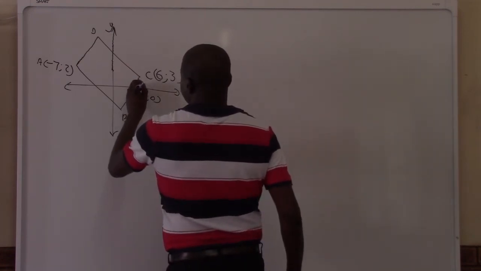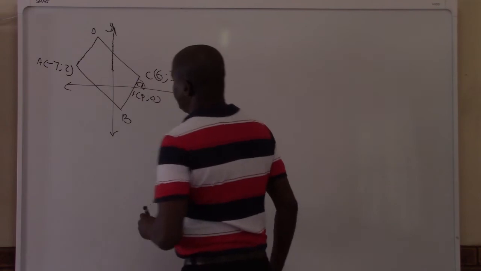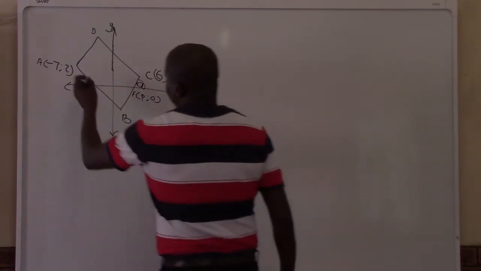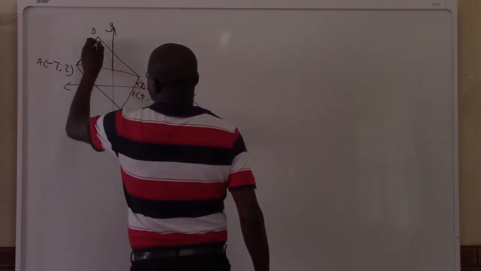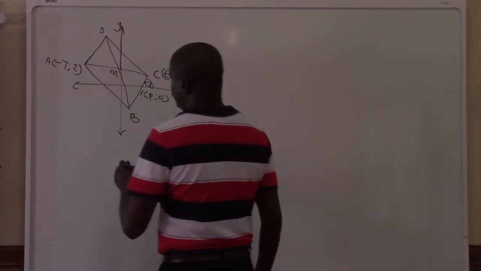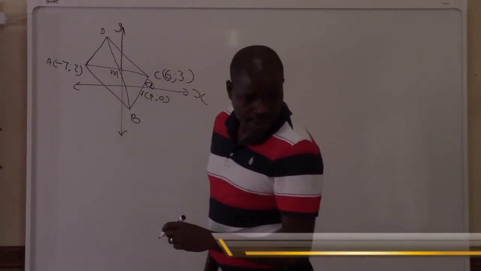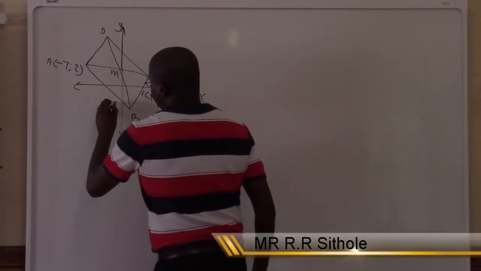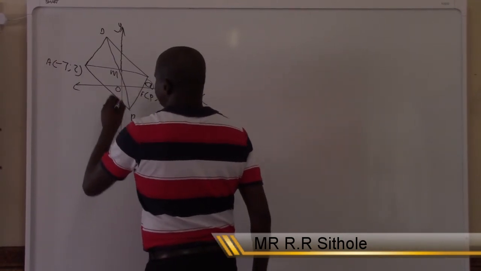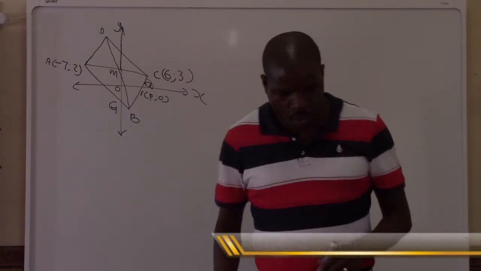It's alpha. And then we have M, where the diagonals intersect. So M is where the diagonals are intersecting. And then we have G, where AB intersects with the y-axis. That is the origin, our O.